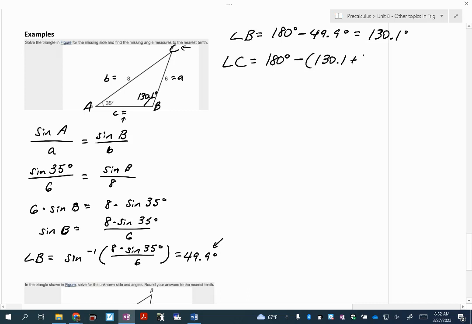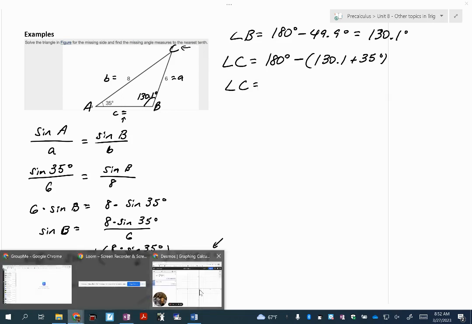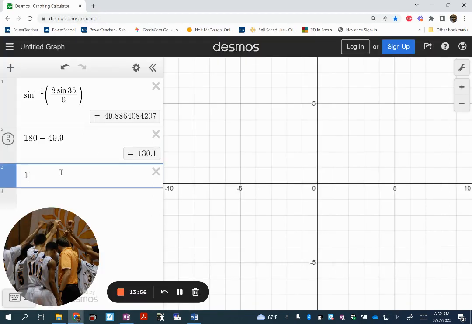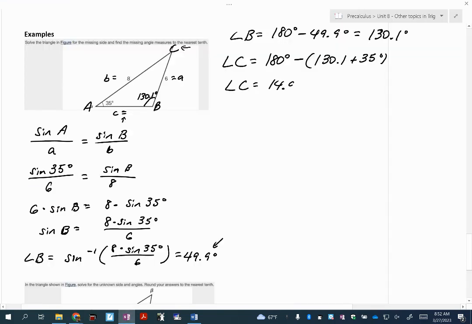130.1 plus 35 degrees. All right, so go to the calculator for that. So we've got 180 minus the sum of the other ones, 35 plus 130.1. This is 14.9 degrees. All right, so that's C. All right, so that's one way they'll try to mess you up with doing this.